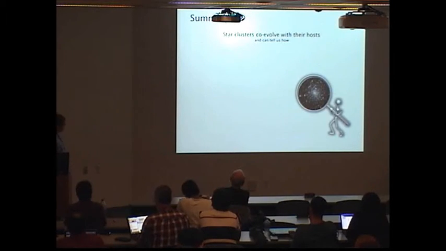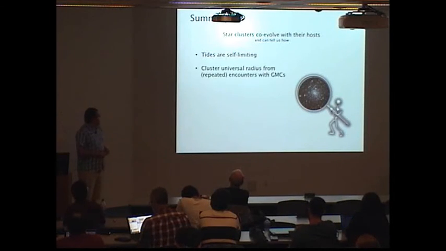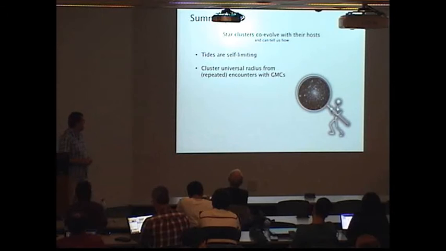So now I'm reaching my summary. I've told you that star clusters co-evolve with the host, and they can tell us how. We can study both together. Tides are self-limited. The cluster has a universal radius coming from the repeated effects of giant molecular clouds in the early phase of their evolution.